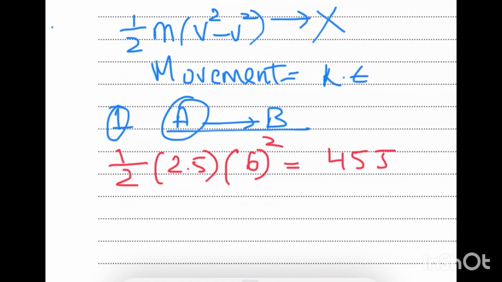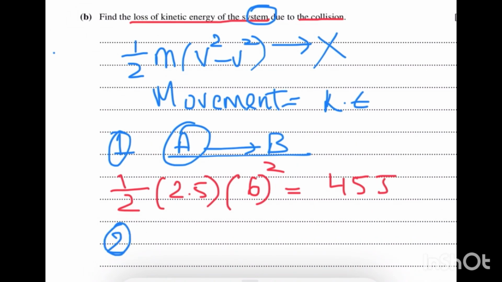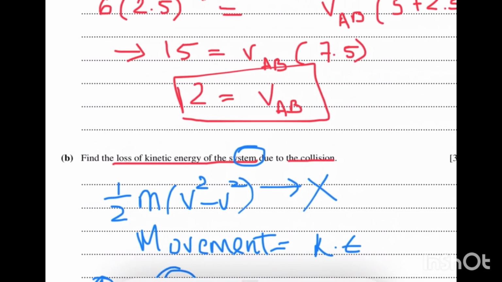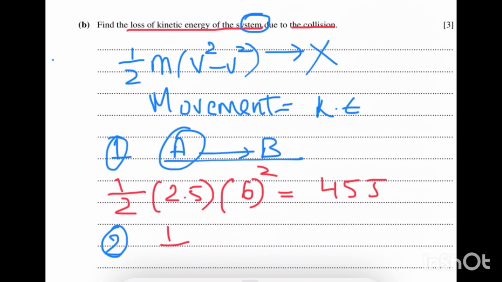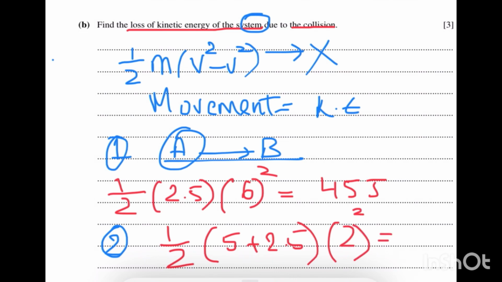Then came the second part, in which A and B collided and they became one particle. In the first part, we found the speed directly after collision, which means that the particle moved after collision, so there will be energy. This will be half times the mass. Since it is a combined particle, it will be the masses of both A and B, so 5 plus 2.5, and then the speed directly after collision was 2, so this will be 2 squared. If we calculate this, it becomes 15 joules.